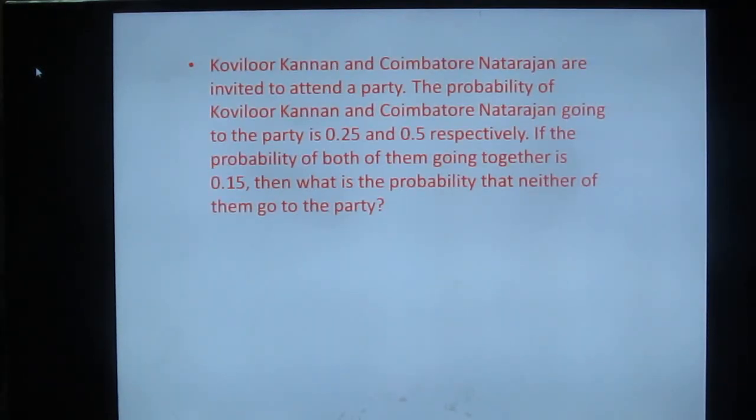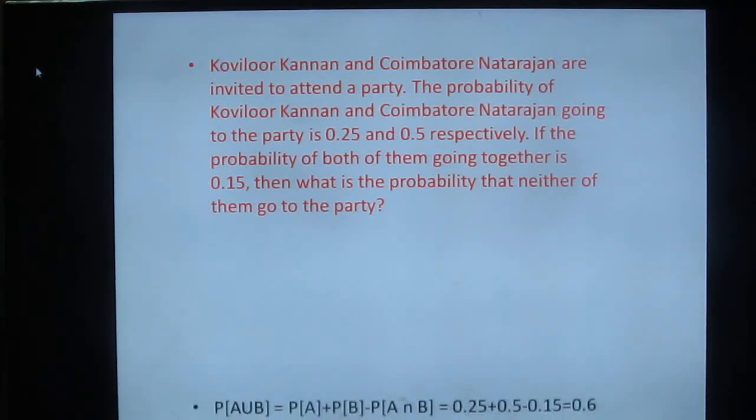Okay, shall we go to the last question for this session? Kovilur Kannan. Kovilur is a place very near to Karaikudi, and very near to Pilliyarpatti. Kovilur Kannan and Coimbatore Natarajan are invited to attend a party. The probability of Kovilur Kannan and Coimbatore Natarajan going to the party is 0.25 and 0.5 respectively. If the probability of both going together is 0.15, what is the probability that neither of them go to the party? So what do you mean by neither of them go to the party? They are not going to the party.